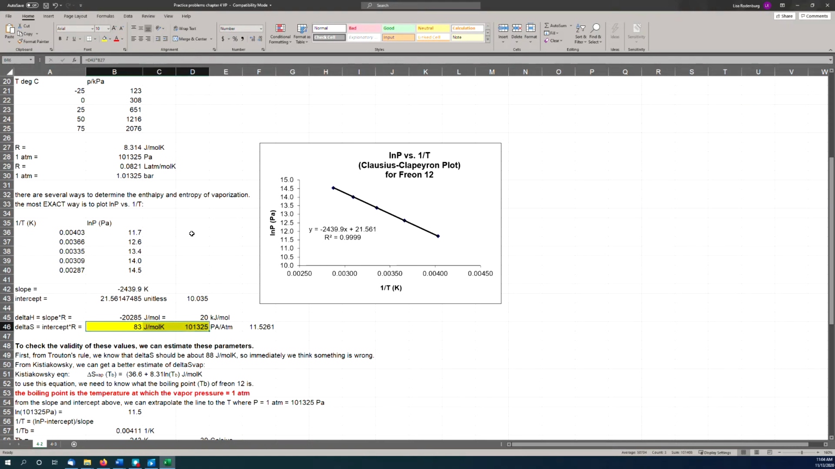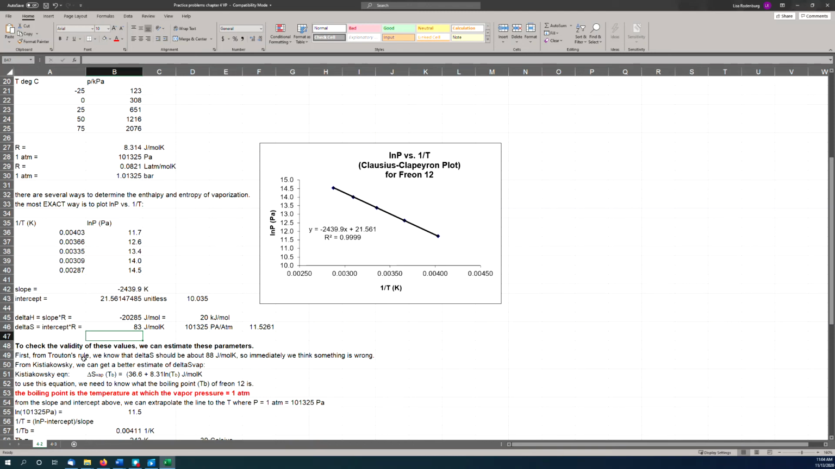And now all of a sudden, that makes a lot more sense. We said 85 to 90. 83 is pretty close. Now I'm happy. Now my answers make sense. So this is the kind of thing I always encourage you to do. You have to always stop and ask yourself, does this number make any sense?